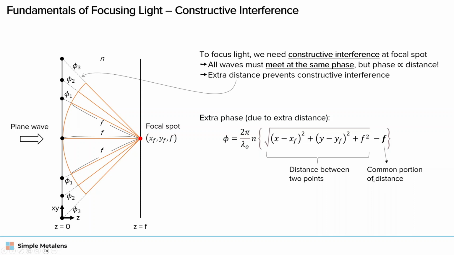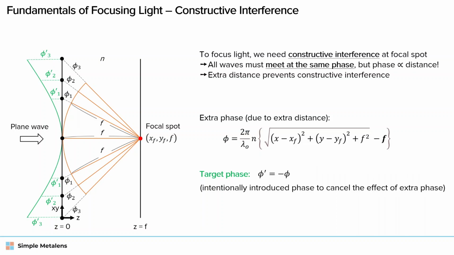So we need to do something to get rid of the effect of extra phase and focus energy at the focal spot. We can do that by introducing another phase at each point here. That phase is called target phase, and the target phase is equal to extra phase in magnitude and has the opposite sign.